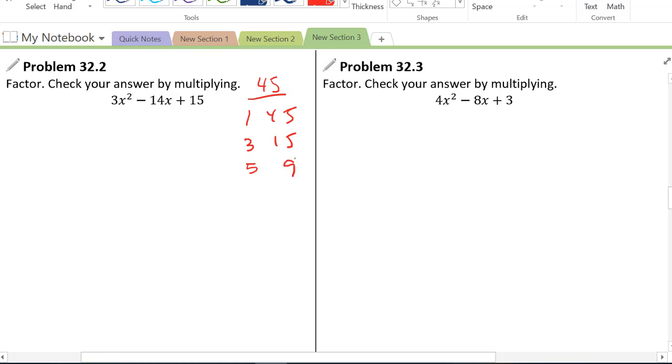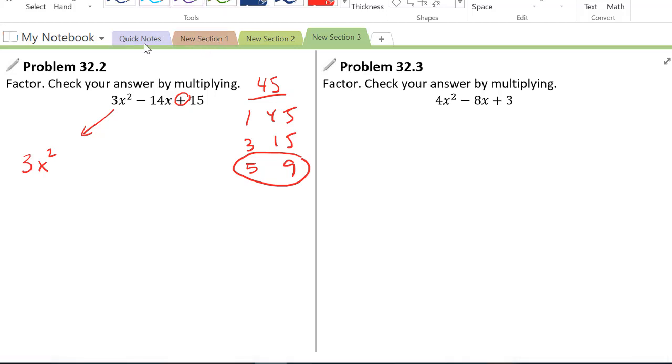5 and 9, right? Now remember, we always look at the last term, the C term. The C term is a plus. So therefore, we need to add to make a negative 14. So which one of these add gives me a negative 14? 5 and 9, right? So what do we do? We rewrite this first term. That's going to be 3x squared.